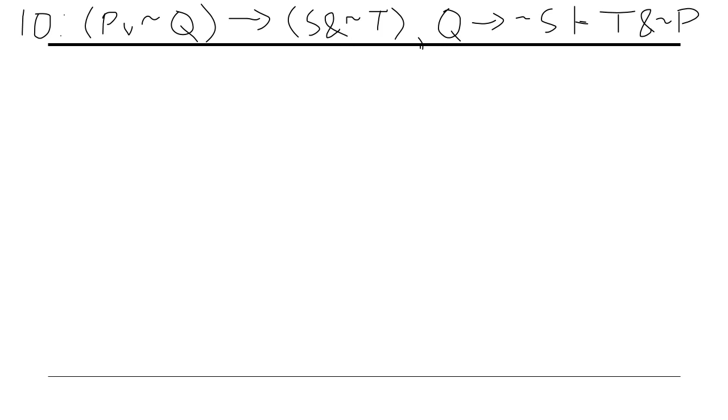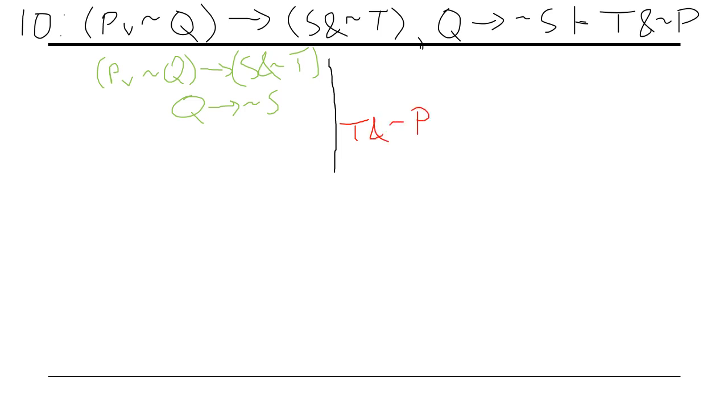So here is the final one. Same process as before. Let's list our two premises here on the left-hand side. P or not Q, arrow, S and not T. Q, arrow, not S. And then our conclusion is T and not P.